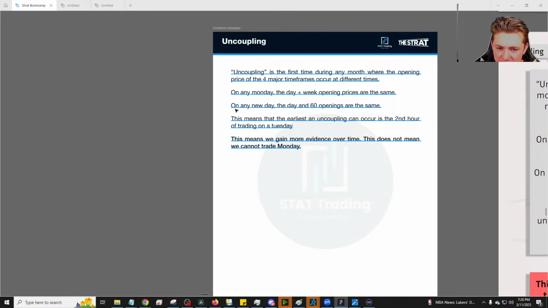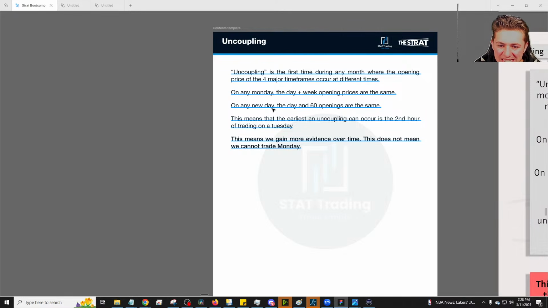This means to us, it's like any Monday, the day and week opens are the same because they opened at the same time. Therefore, the higher time frame takes precedence. On a Monday, we only can identify what the weekly group is doing. So on a Monday, we trade weekly signals. That's what we want to do. You can also trade dailies, but we prefer those weekly breaks.